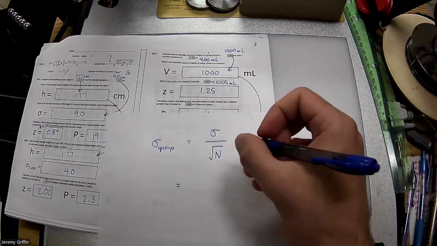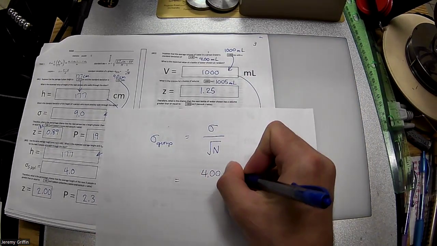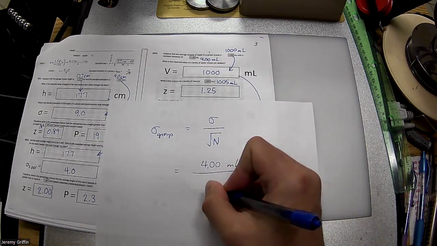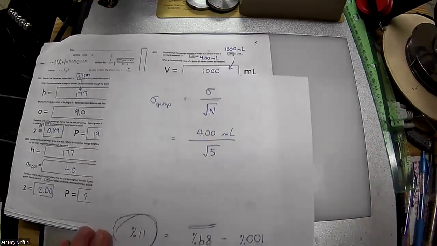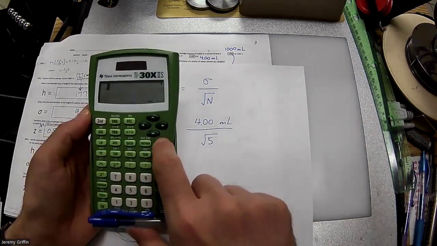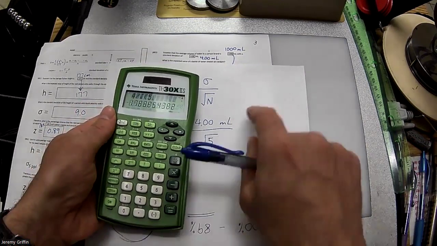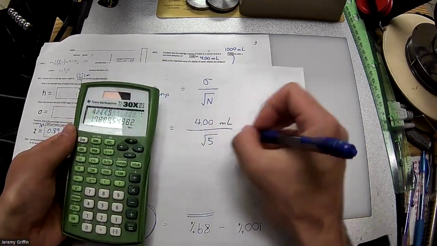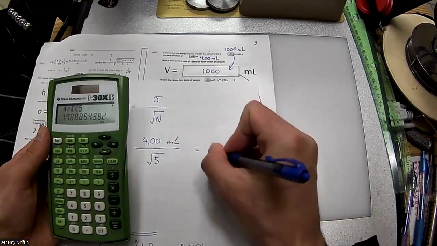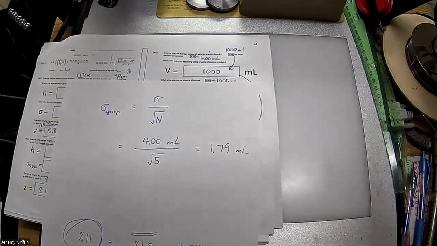So I have a standard deviation for an individual bottle of 4 milliliters. I'm going to divide by the square root of 5 because I'm putting them into groups of 5. So what's 4 divided by the root of 5? Did you guys take your standard deviation divided by the square root of 5? I'm getting 1.79, and the unit is milliliters.